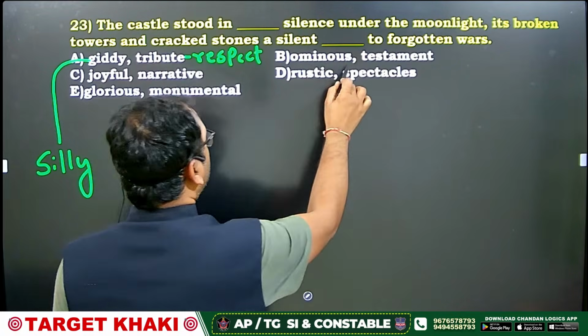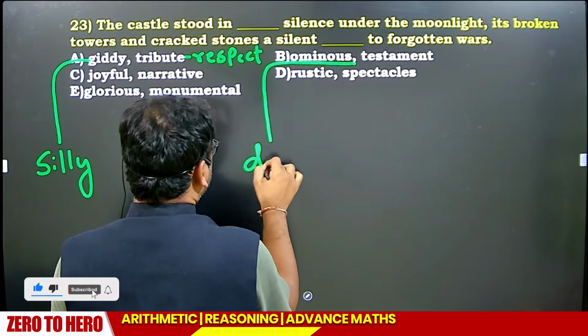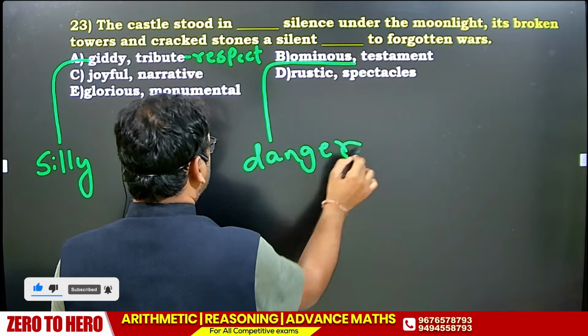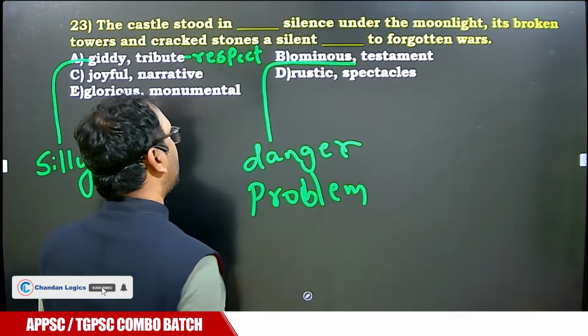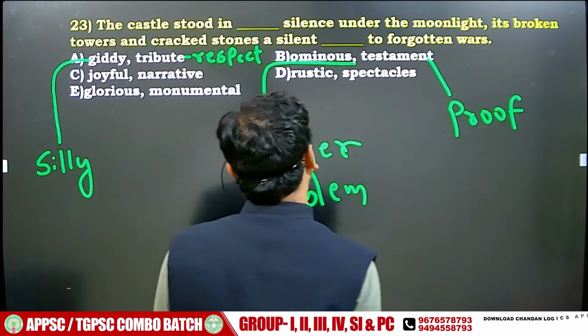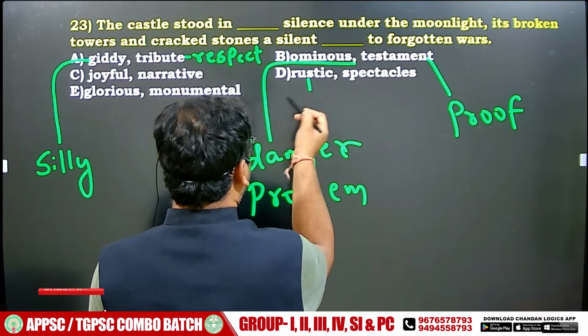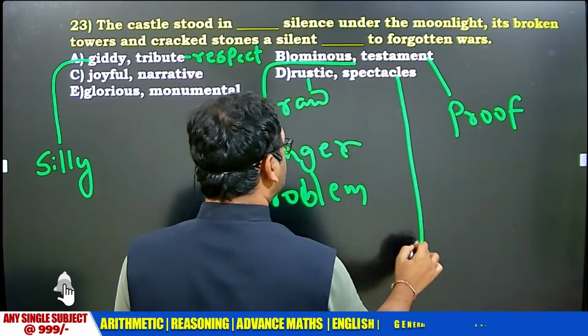Do you know the meaning of the vocabulary ominous? Ominous means some danger. Some problem is going to come. Testament means proof. Rustic means very bad. Raw and rustic. Spectacles.